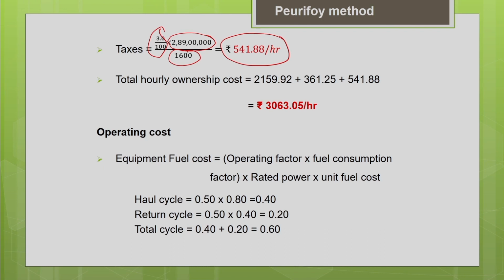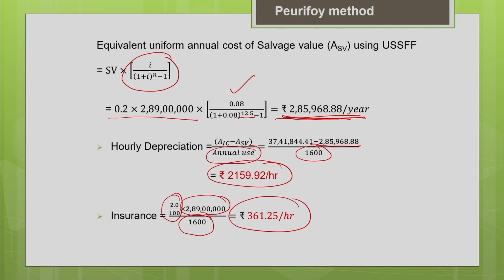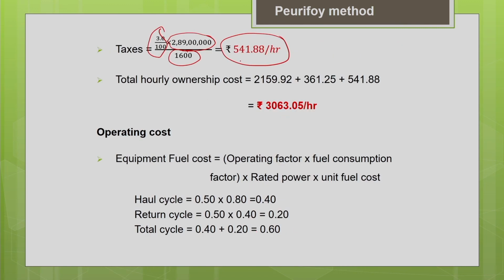Now, add the total hourly ownership cost, add all the components. So, you got the hourly depreciation is 2159.92 plus the insurance cost is rupees 361.25 plus your taxes 541.88. So, if you add everything, you will get the total hourly ownership cost as rupees 3063.05 per hour.